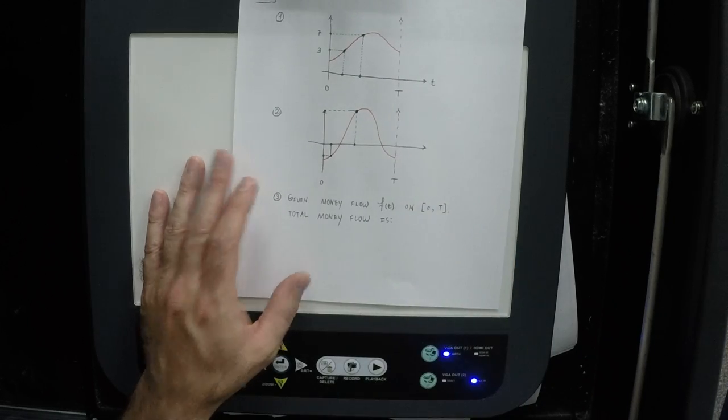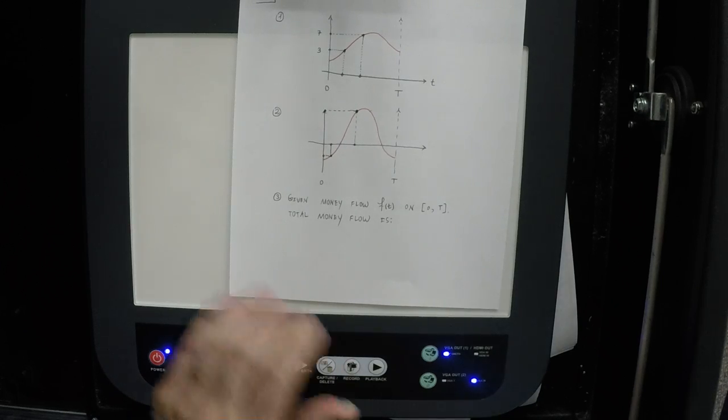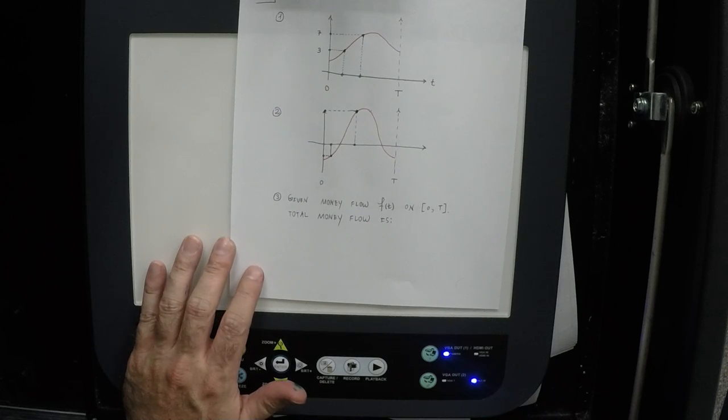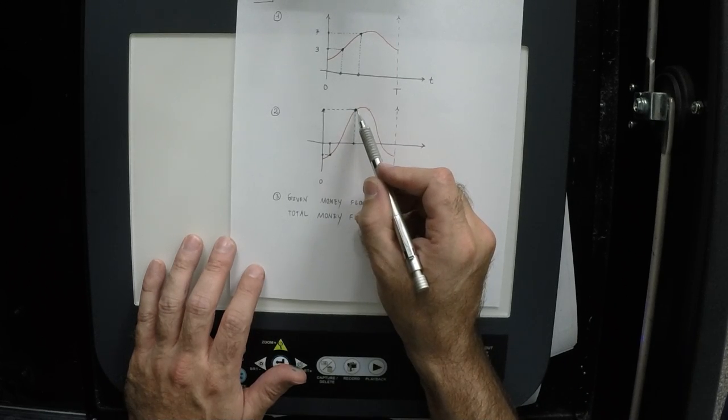What does that mean, the top? So the top what? So you're saying it's the area that ends up mattering, right? It is the area that ends up mattering, because remember, this represents the amount of currency per unit time.